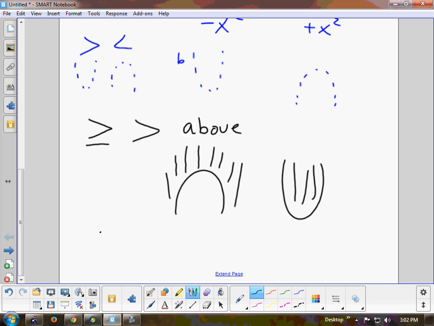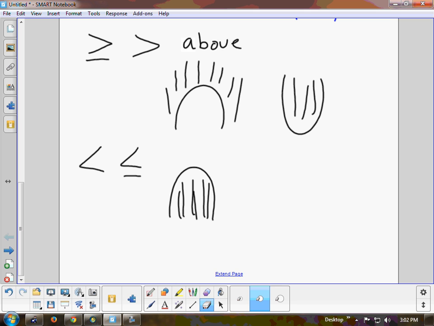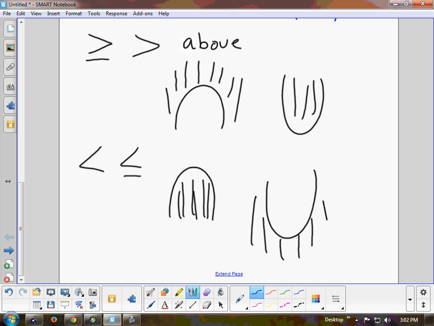And then less than or equal to, if you have a frown face parabola, it will be inside. And if you have a happy face parabola, less than would be out here, below. So this is below, oops, hold on. Below is less than. This is above for both of these. Okay?